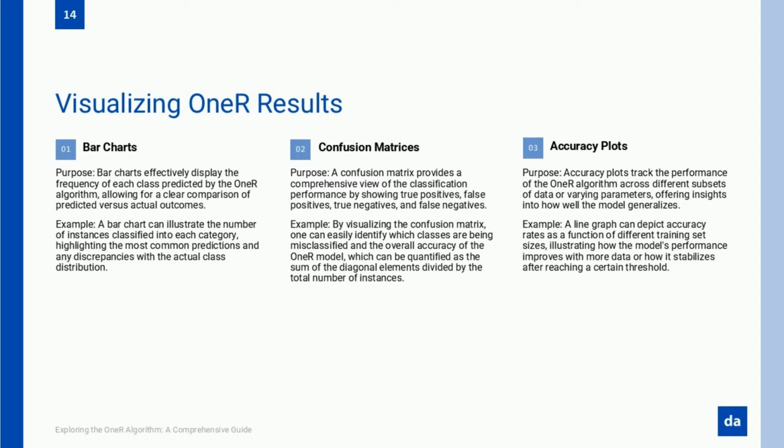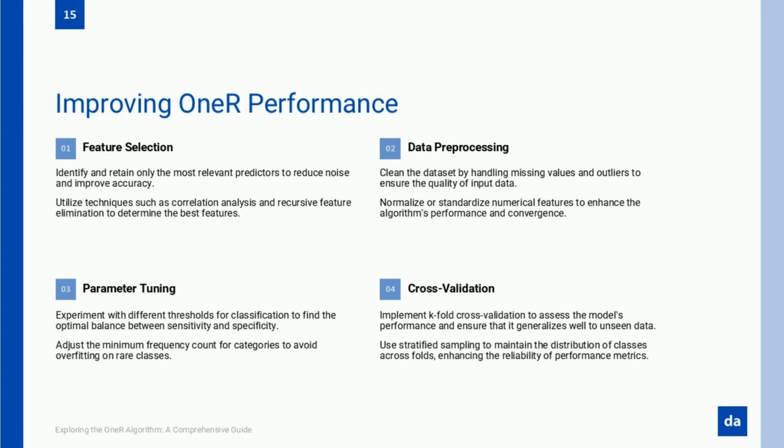With visualization in place, the next step is optimizing OneR's performance. While it is simple by design, there are ways to improve its effectiveness, and that's exactly what we'll explore next. Improving the performance of the OneR algorithm requires fine-tuning different aspects of the model, from data preprocessing to parameter optimization. While OneR is simple by design, there are several techniques that can enhance its accuracy, reduce errors, and make it more robust for real-world applications.